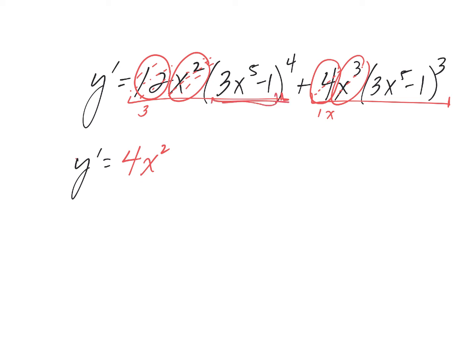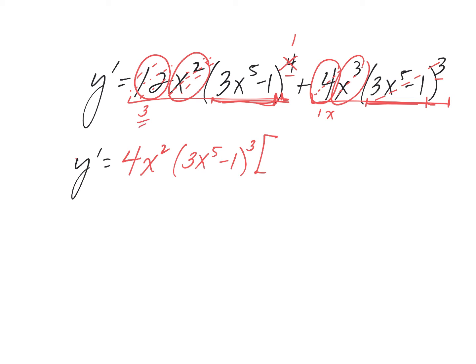Then I look at my binomial terms. I've got (3x to the fifth minus 1) to the fourth and to the third, which means I can take (3x to the fifth minus 1) to the third away from both, which leaves me with one of these and none of these. So then here's what I have when all is said and done.